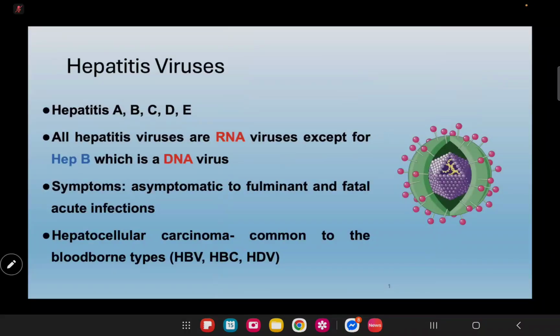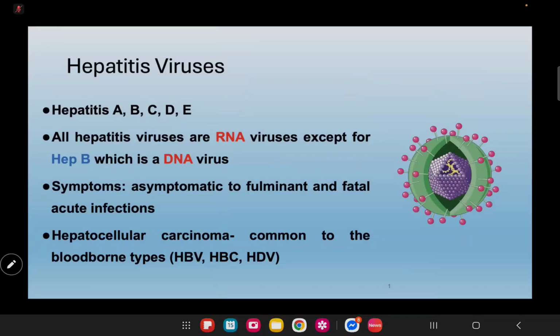So there are 5 major hepatitis viruses known to cause acute viral hepatitis, namely hepatitis A, B, C, D, and E. All hepatitis viruses are RNA, except for hepatitis B, which is a DNA virus. You already know this in your microbiology subject. The spectrum of disease ranges from being asymptomatic, no symptoms at all, to becoming a fulminant and even fatal acute infection.